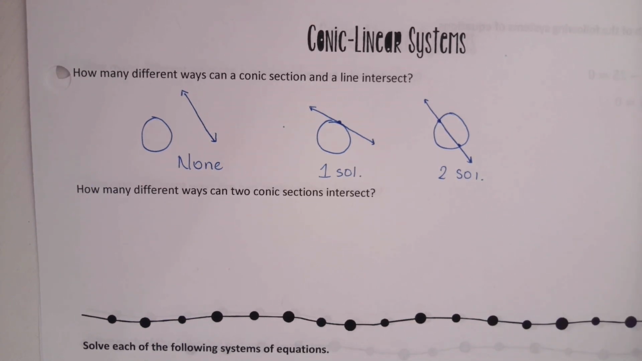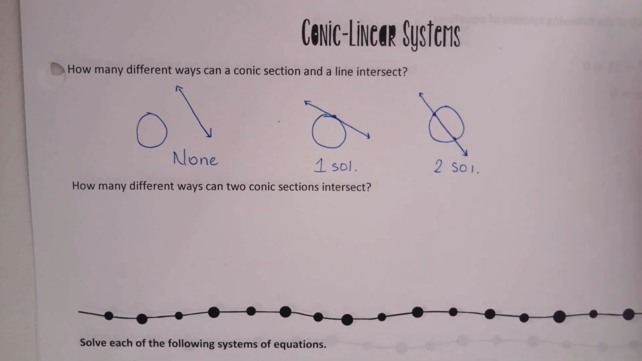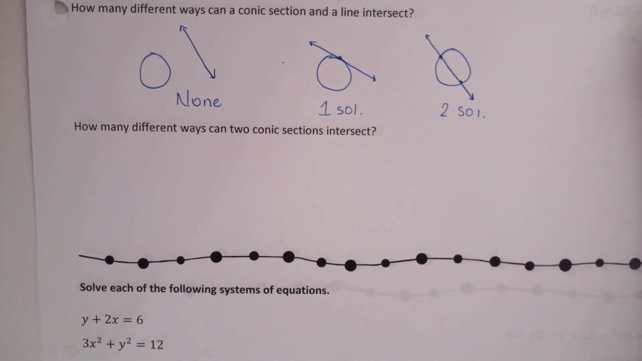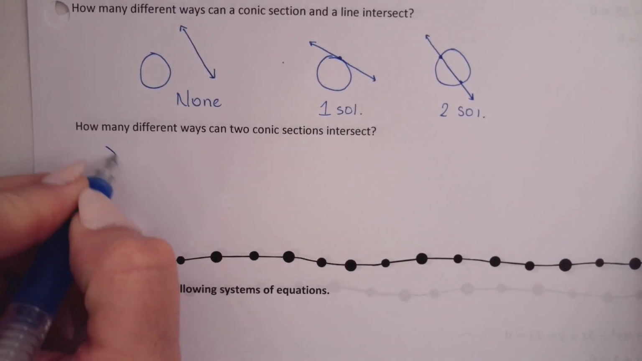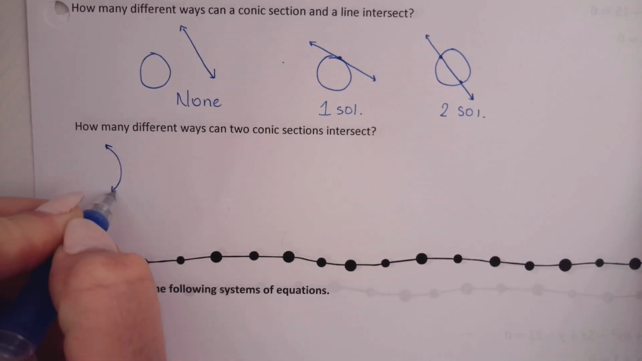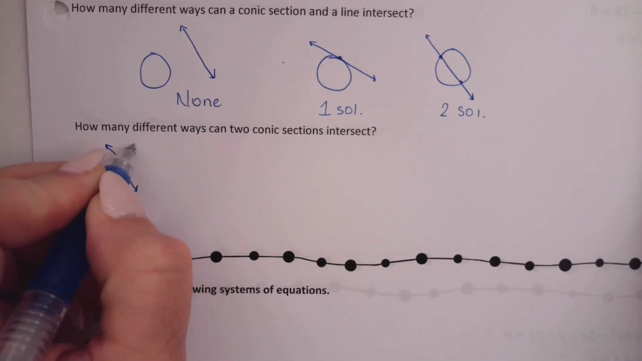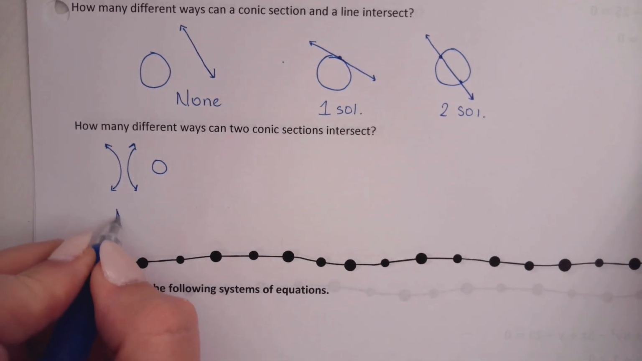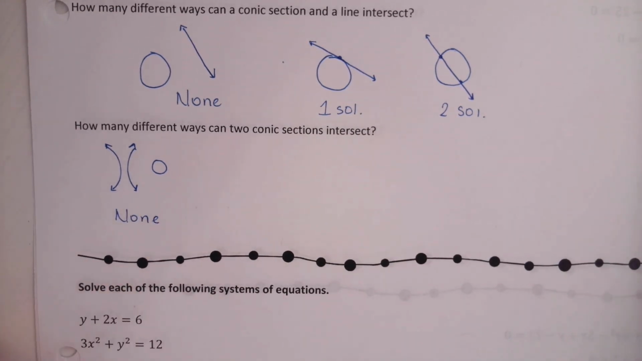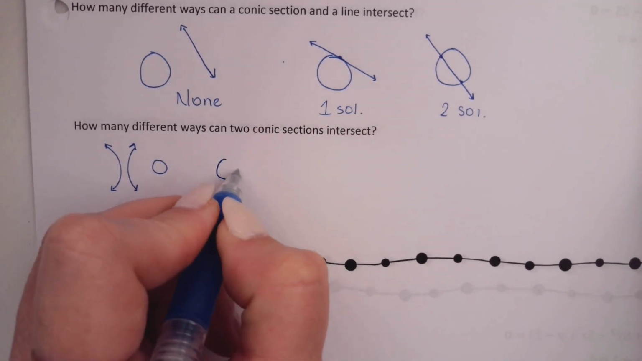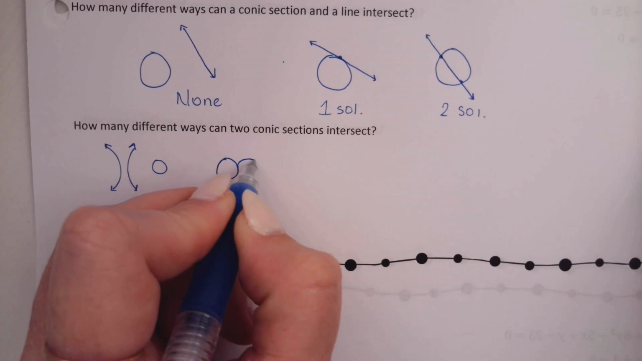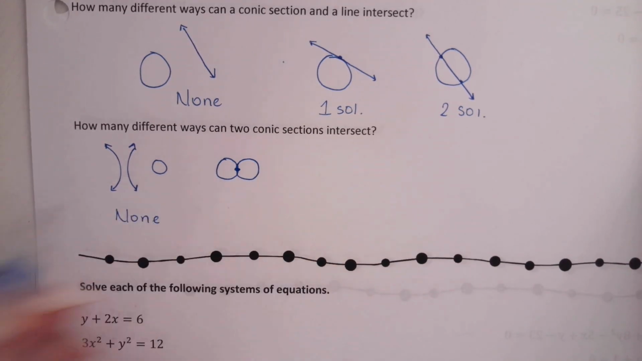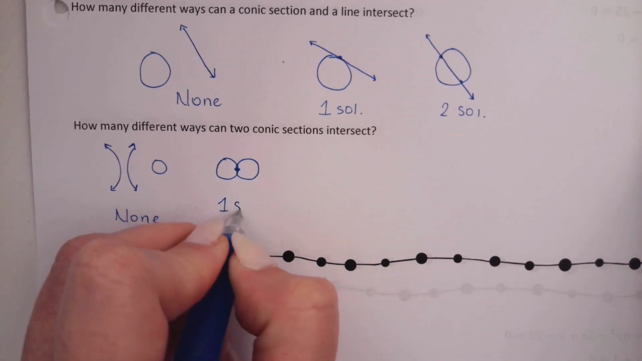How many different ways can two conic sections intersect? There's actually quite a lot. Again, you could have none. So say you have a hyperbola and then a circle just chilling over here. That would have no solutions. We can definitely have one as well. Say we have a circle and another circle that just touches it on the side. It's tangent to it. That would have one solution.